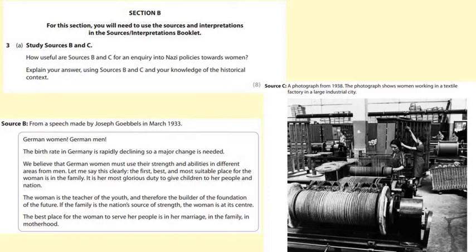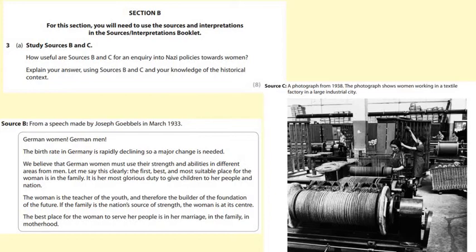Have a look at source C now. Source C shows us women working in a textile factory in the city in 1938. Now, I could link this to my knowledge that prior to World War II, the Nazis set up programs to prepare for war, such as producing weapons. I also know that the Nazis' policy towards women failed, as many women did go to work and did not stay at home as the Nazis had wanted.